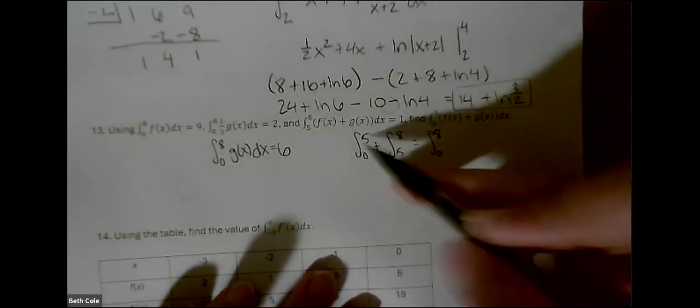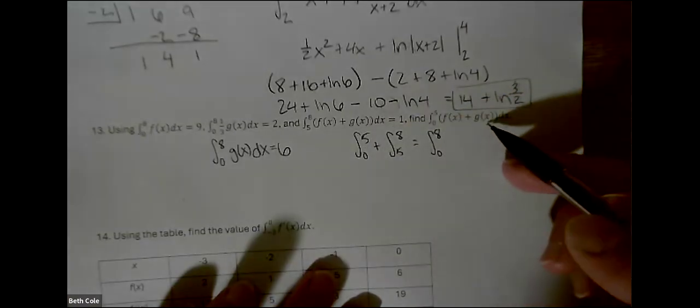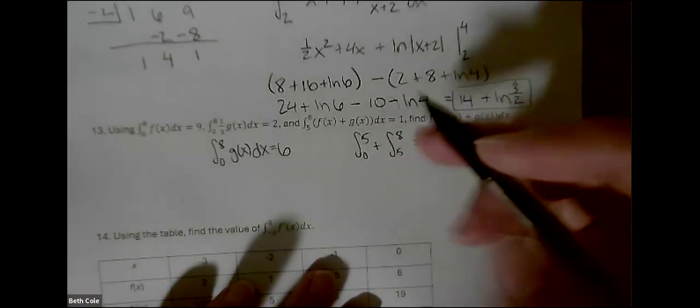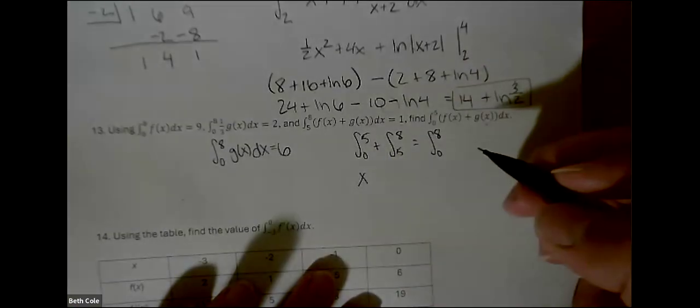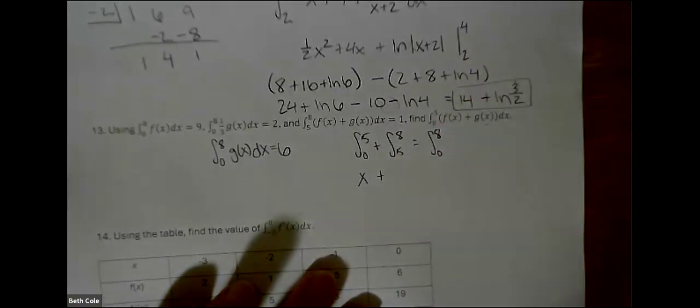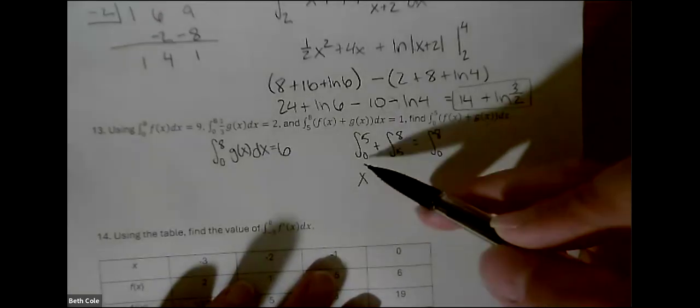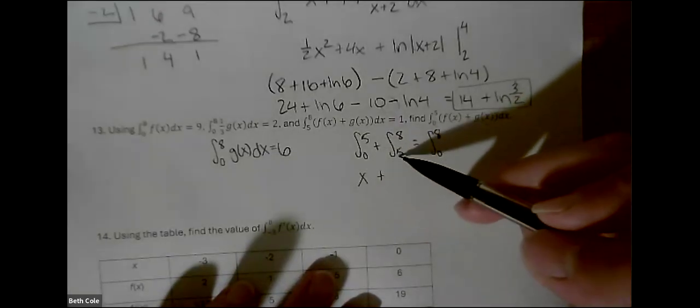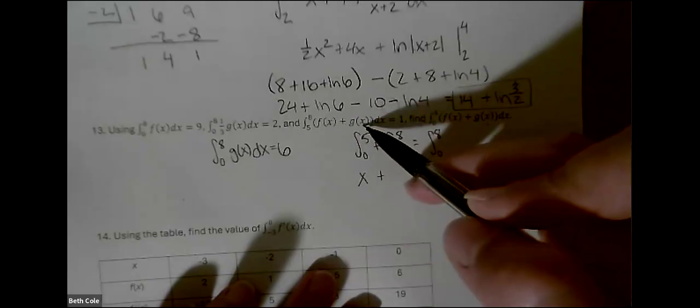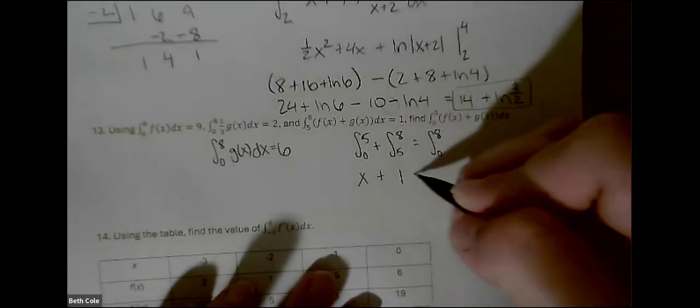Okay? So 0 to 5, f of x plus g of x dx is the thing you're looking for. I'm going to just call that x. Or any letter of the alphabet. You can call it whatever you want, but this is the thing that they said to find. That's the thing that's missing. Okay? From 5 to 8, f plus g, they said was 1.